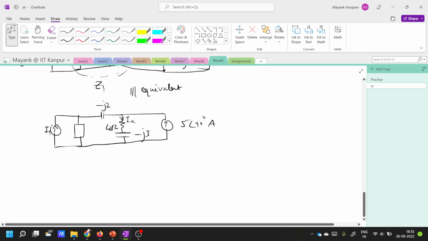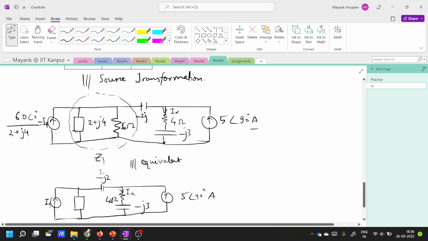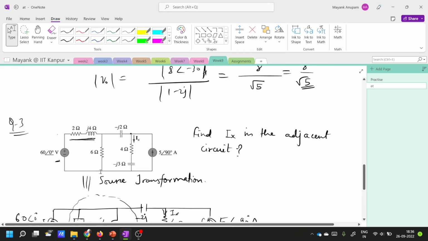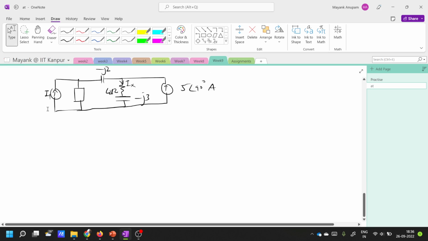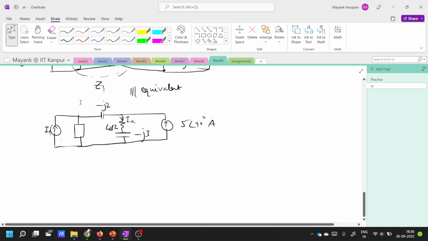Now you see again this I1 and this impedance here, which we wrote as Z1. This I1 and Z1 are in parallel, and hence they can be transformed. Here also we can use source transformation, right? So use source transformation again.